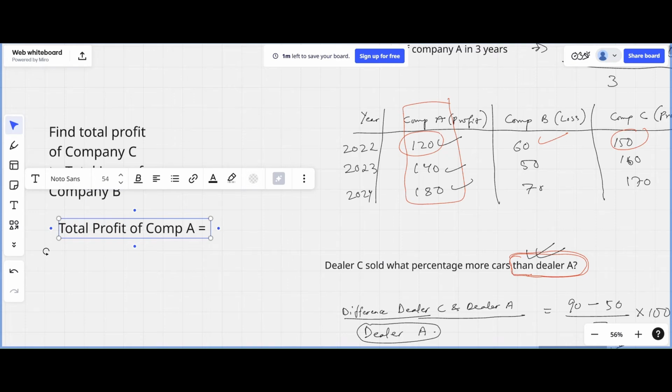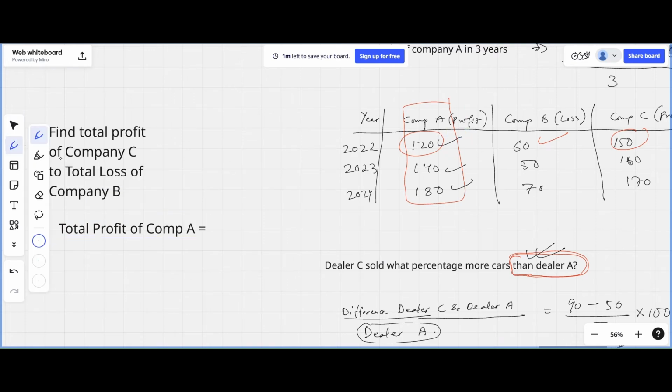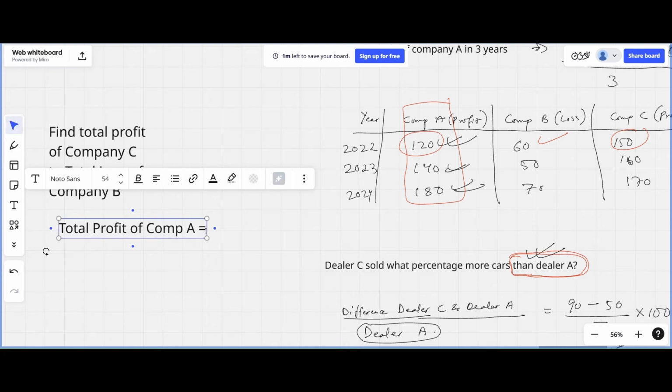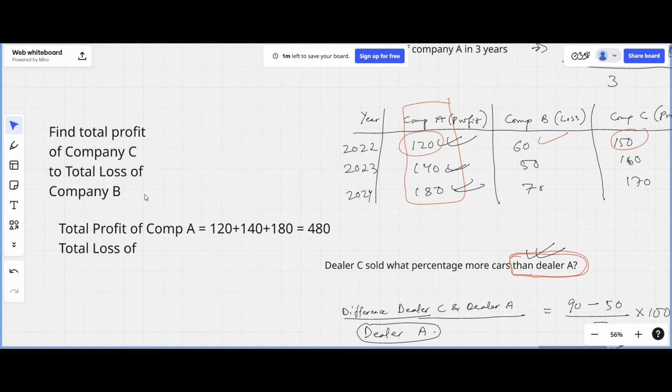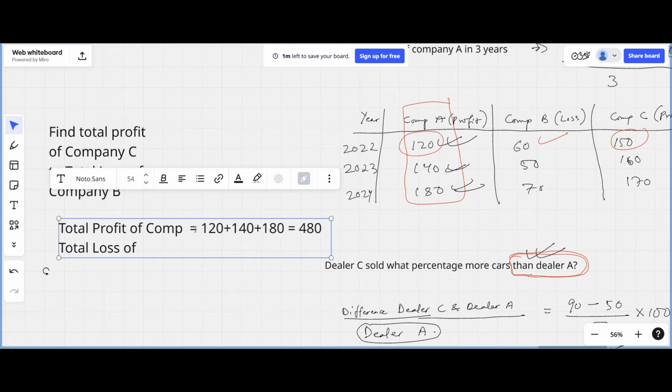Company A has 120, 140, 180. These three you have to add. 120 plus 140 plus 180. How much is the total profit? It is 480. And now let's find the total loss. Sorry, it's saying company C, I'm writing company A.